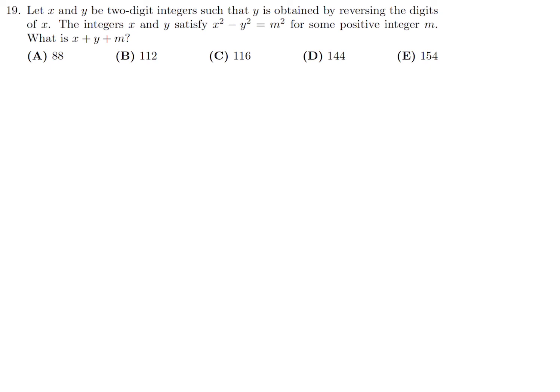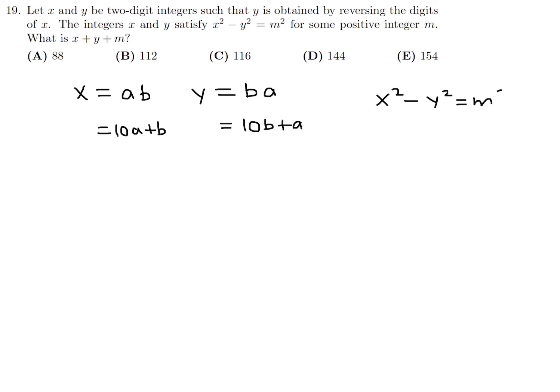Let x and y be two-digit integers such that y is obtained by reversing the digits of x. The integers x and y satisfy x squared minus y squared equals m squared for some positive integer m. What is x plus y plus m? X will let it equal ab, and therefore y will be ba, right? Reversing the digits. So this basically means 10a plus b in terms of a value. This is 10b plus a. And we are told that x squared minus y squared is equal to m squared.